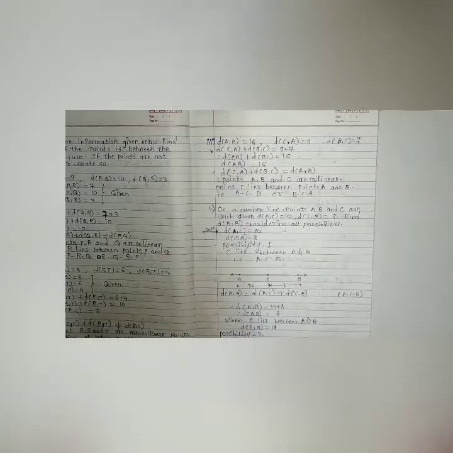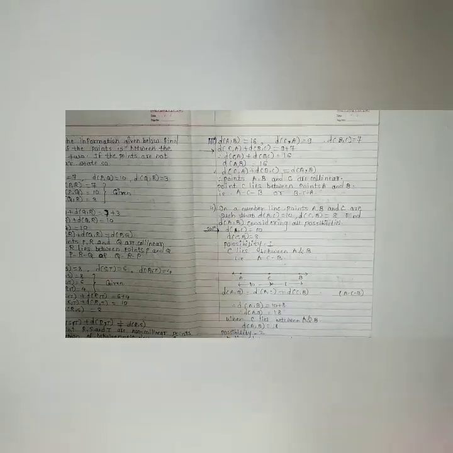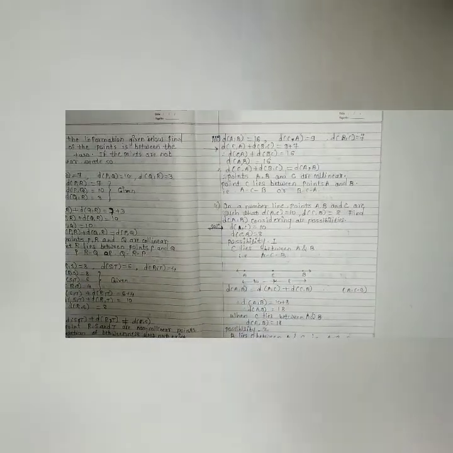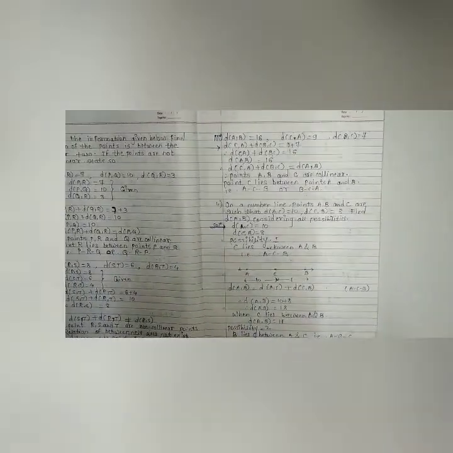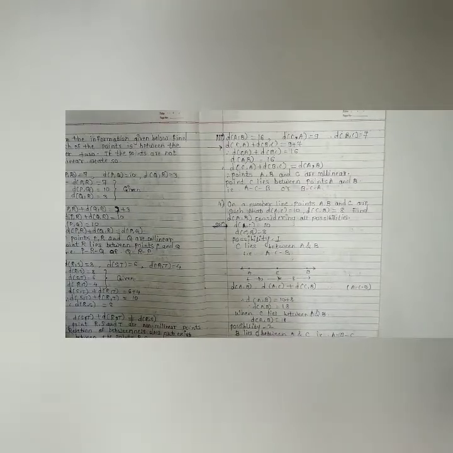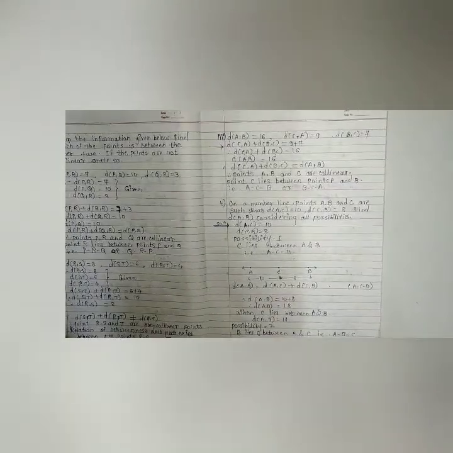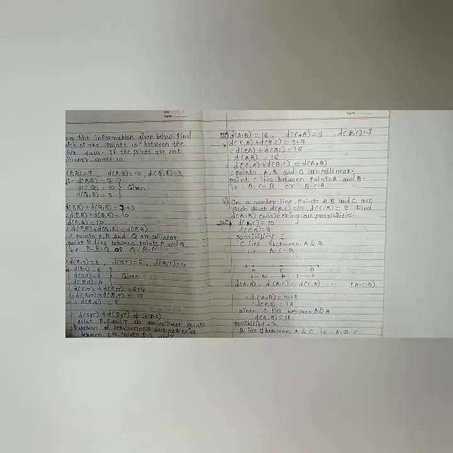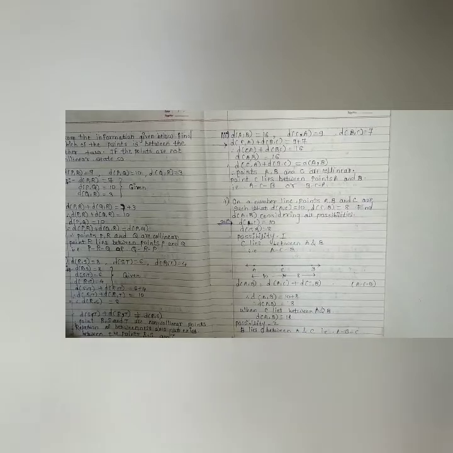In the last video we studied some examples, question numbers first and second of practice set 1.1. Now question number 3 is: from the information given below, find which of the points is between the other two. If the points are not collinear, state so. In this question number 3, examples first and second were solved in the last video.